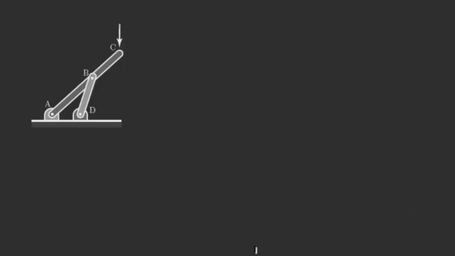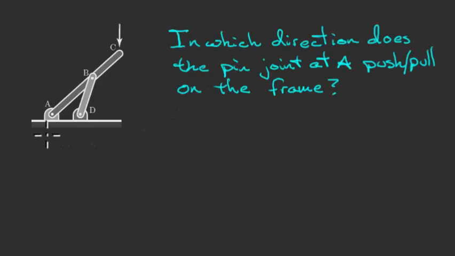Alright, so here's another frame problem that I want you to analyze. Again, we have this frame that's pinned at points A and D, and there are these two rods connected to each other through another pin at B. We've got a load acting down on this thing at C, and we're going to neglect the weight of the frame. So there's the general setup, and once again, we want to find the direction in which the pin joint at point A pushes or pulls on the frame.